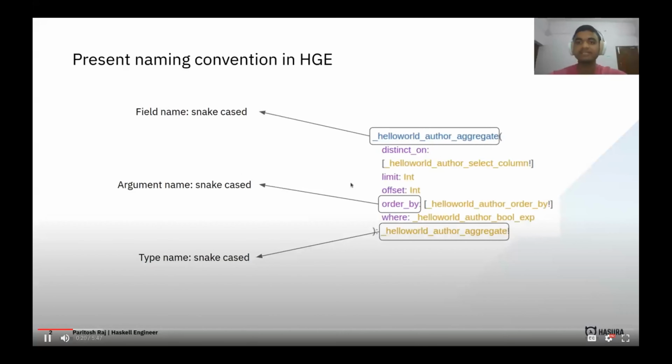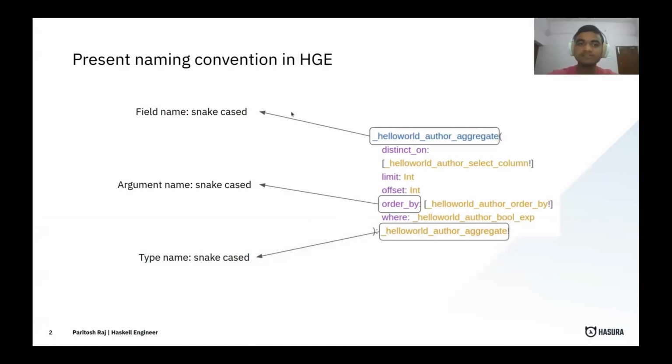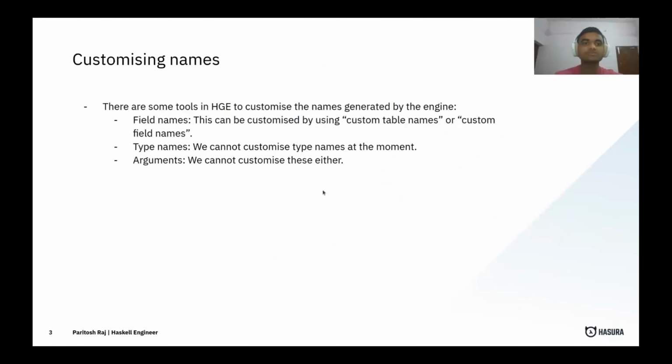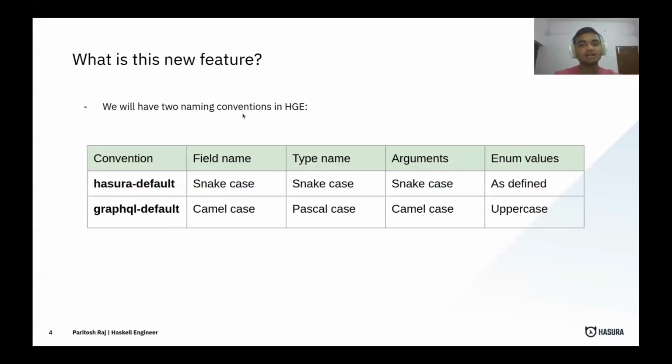If we have some fields that are exposed in HG, it looks something like this. The field names are snake case, the arguments are also snake case, and the type names are also snake case. HG provides us some tools using which we can customize these things. The field names can be customized using the custom field names or custom table names. The type names and arguments cannot be customized as of now.